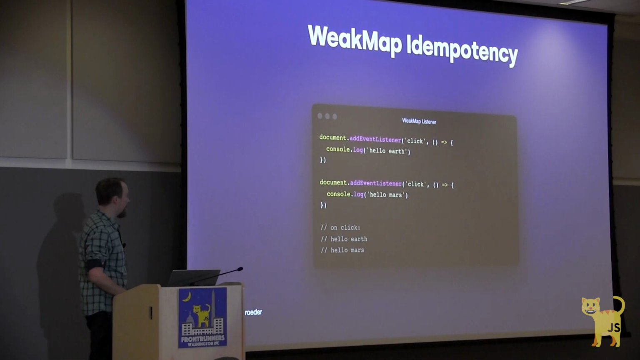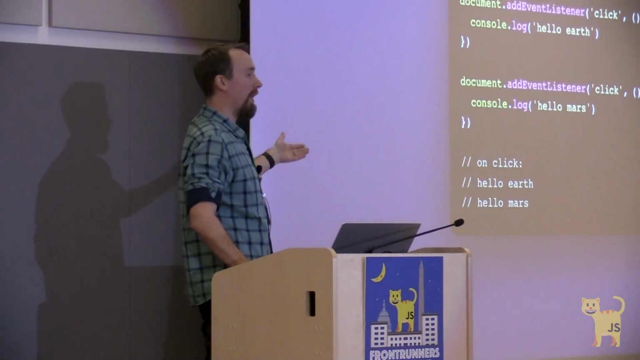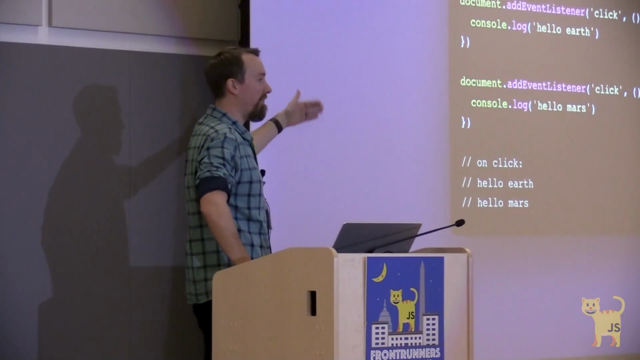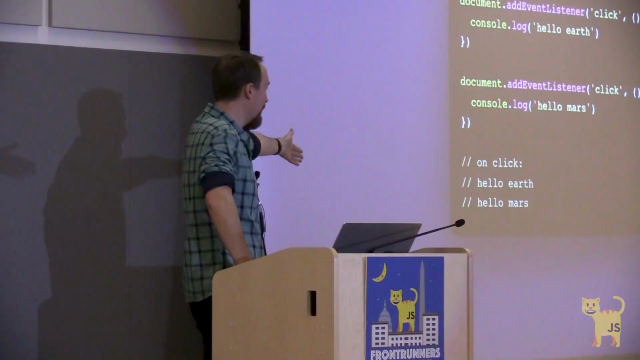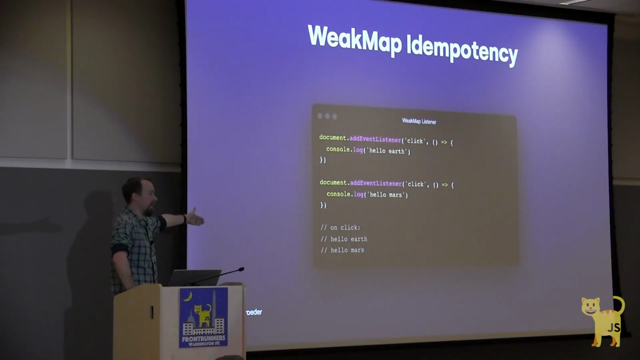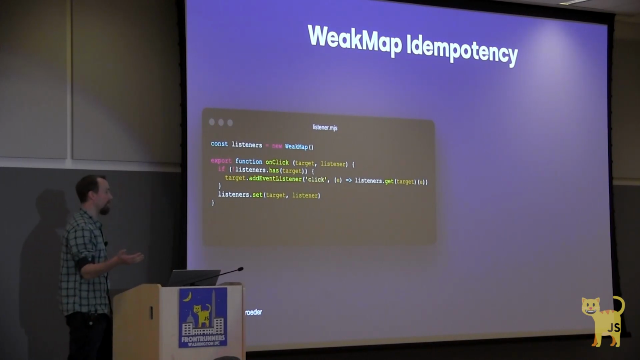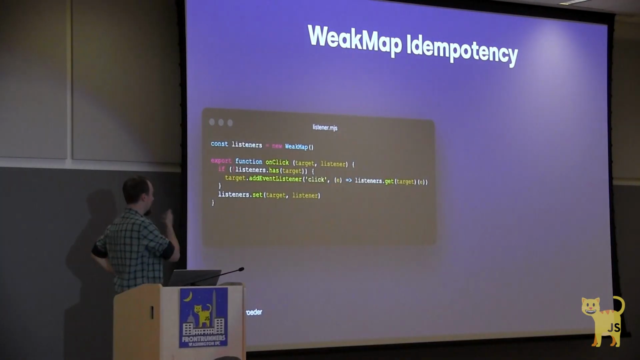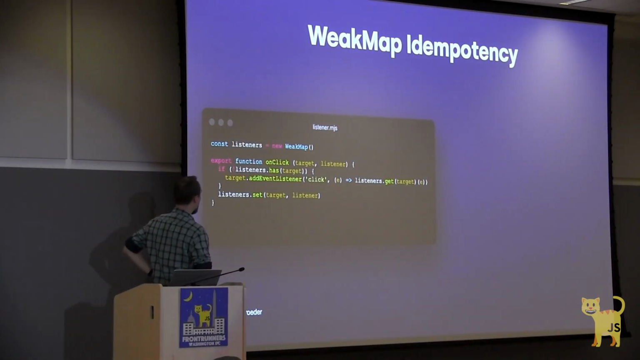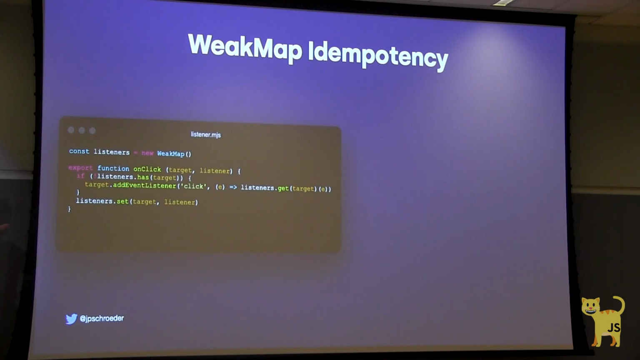So an example would be something like a click handler. If I have a document.addEventListener click, this is not really an idempotent function, right? If I add 5 click handlers, I'm going to have 5 console logs at the end of the day. So this would be an example of how, in just 5, 6 lines of code, you could create an idempotent event handler. So export on click, target would be a DOM element, and the listener would be a callback.